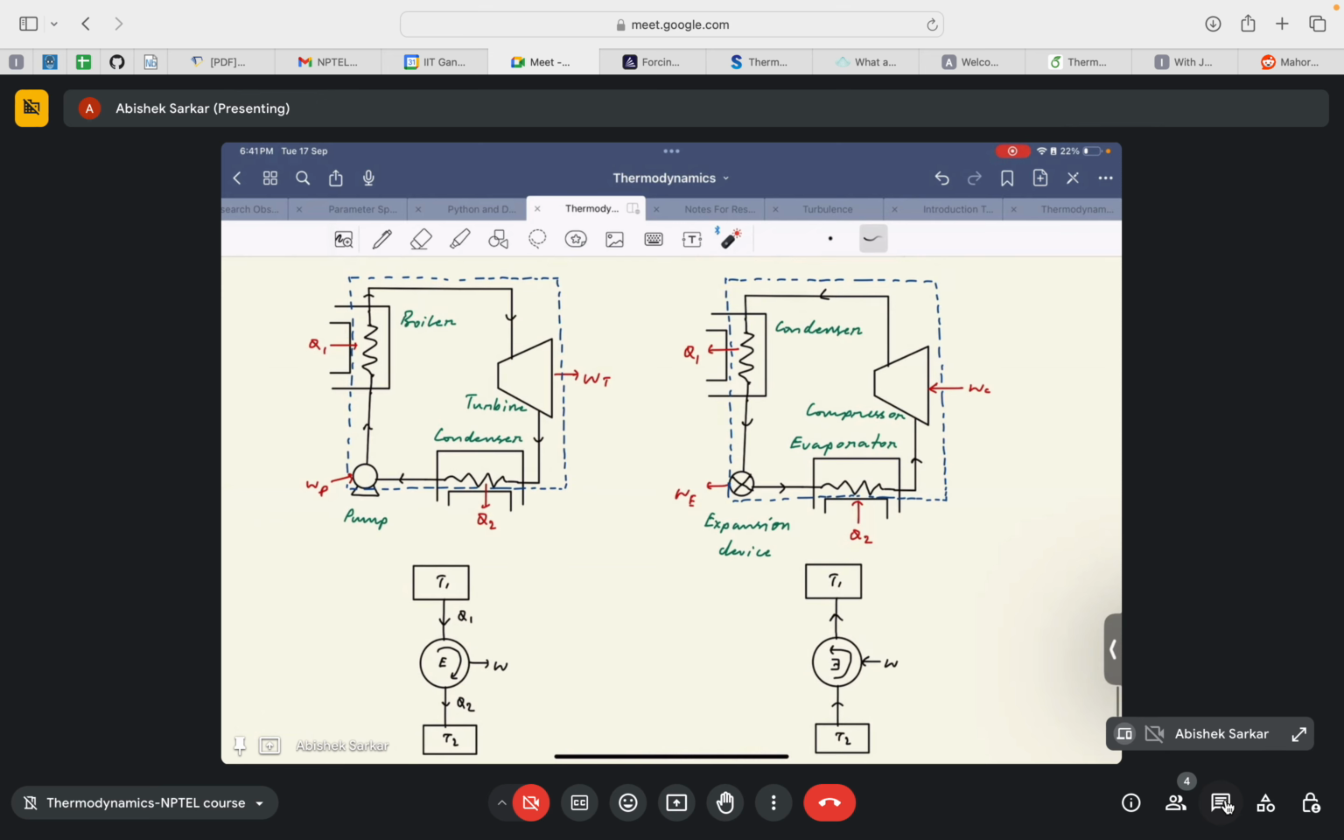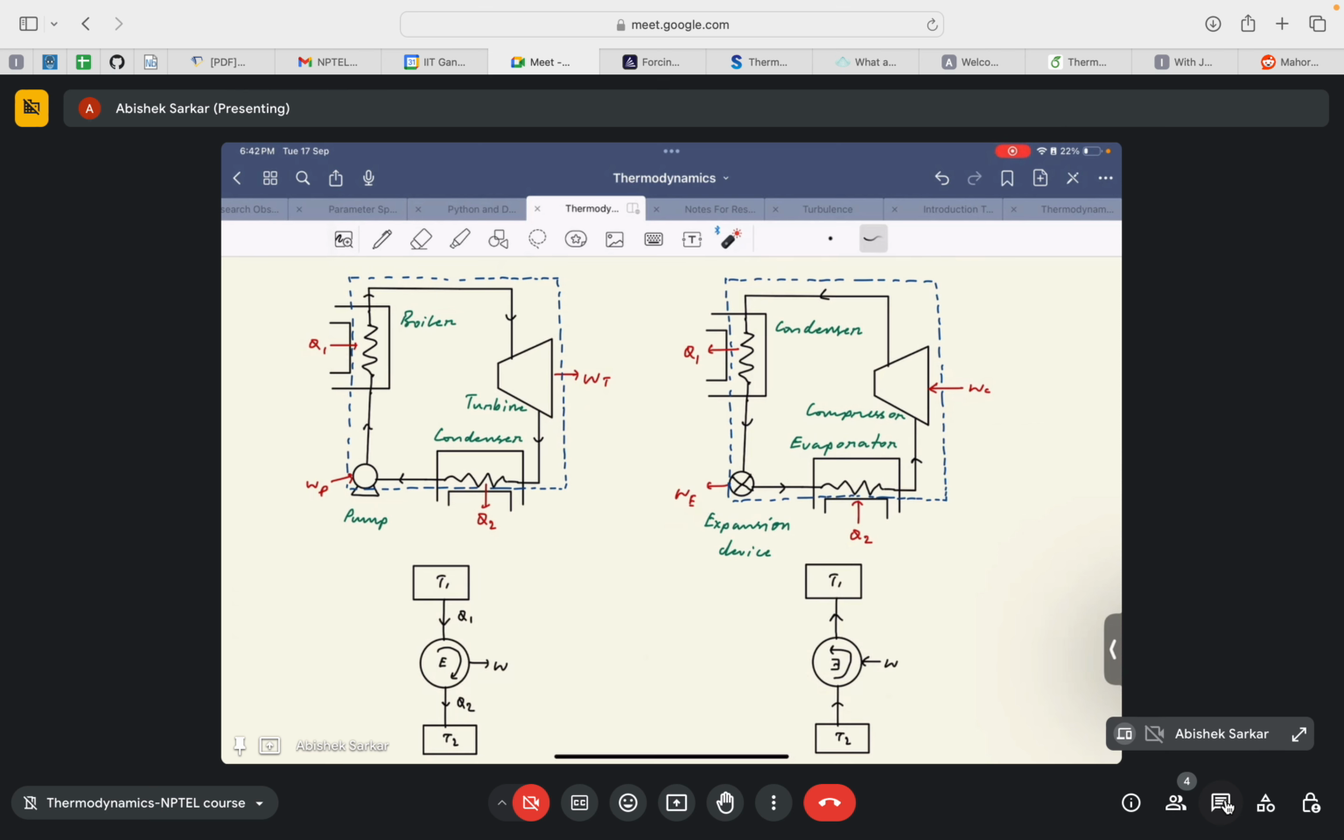So you can clearly see that Q2 is the heat input to the system, so Q2 would be positive. Similarly, Q1 is the heat out of the system, so Q1 would be negative. Similarly, WC is the work into the system, so this would be negative. And W is the work out of the system, or work done by the system, so this would be positive.